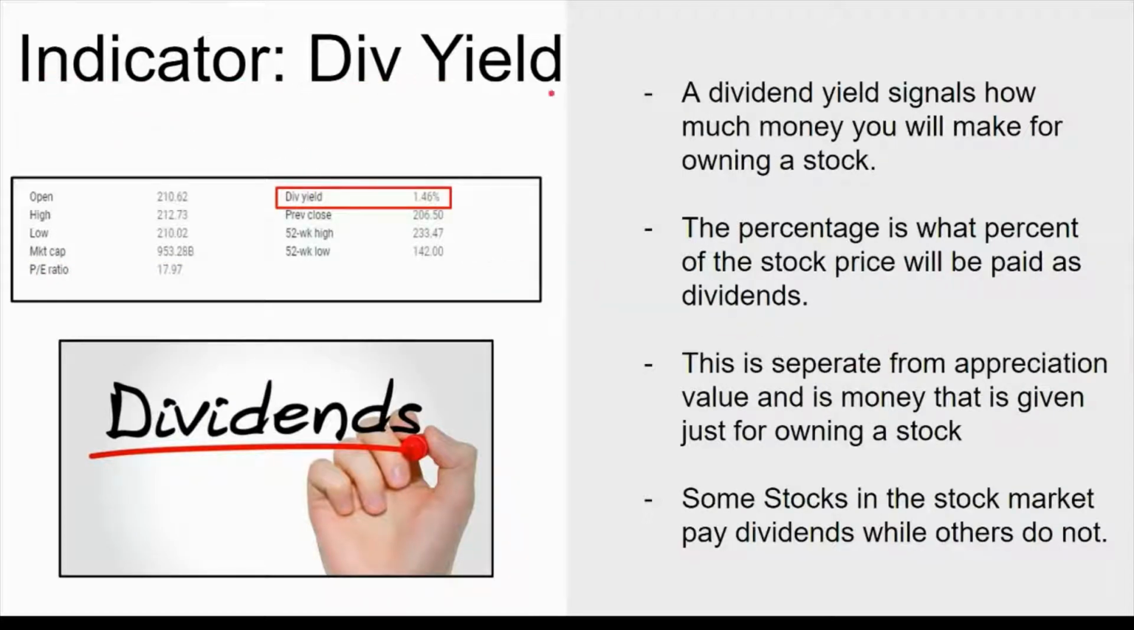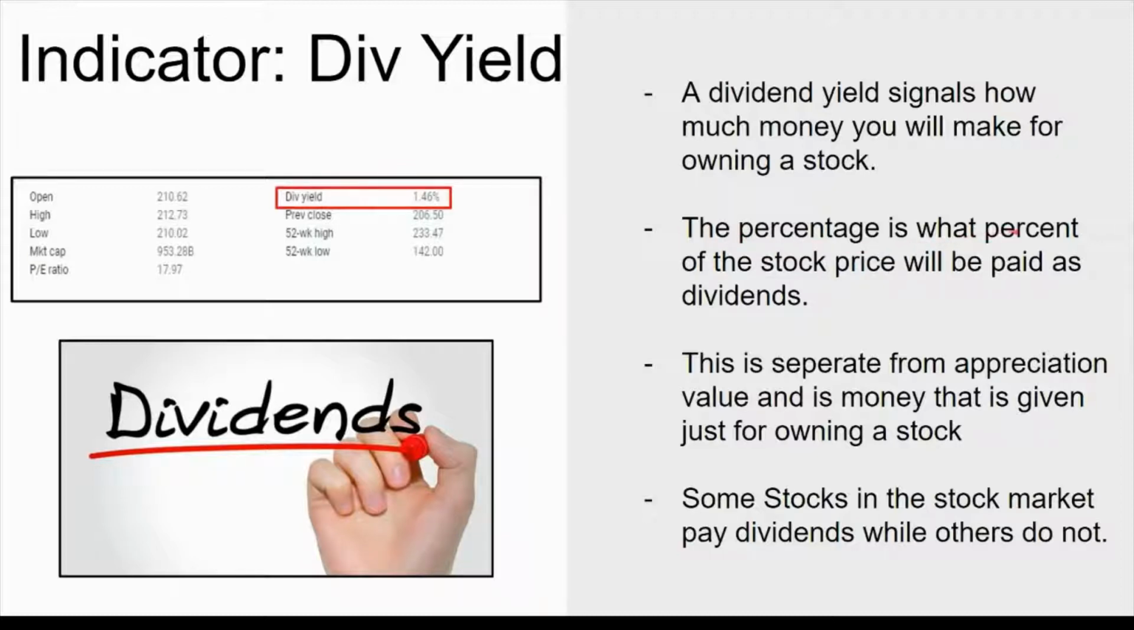And another indicator is dividend yield. So a dividend yield signals how much money you will make for owning a stock. This is different from the stock's appreciation, but this is basically the percentage of the stock price that you will get just for owning a stock and being a part of the company. So if the stock's price was at $100, for example, and the dividend yield was 1.46%, that means just for owning one share, you would get $1.46 just for being a part of the company.